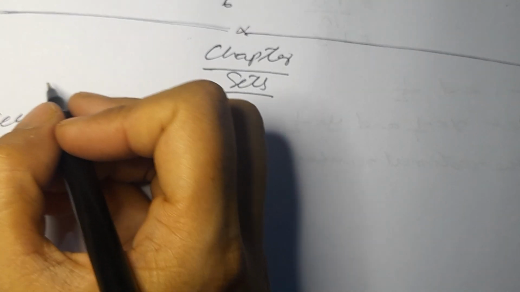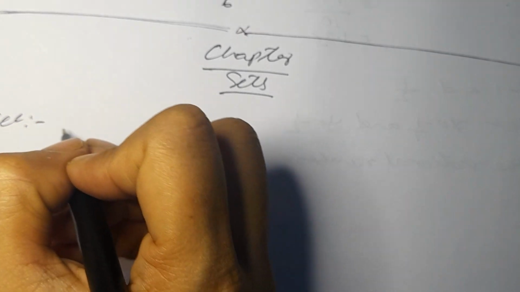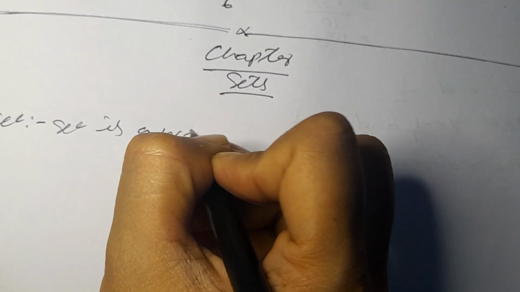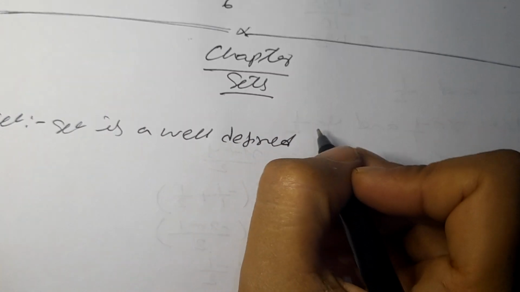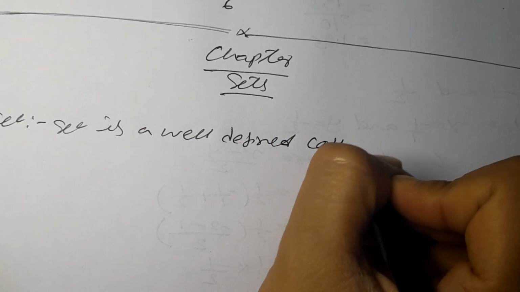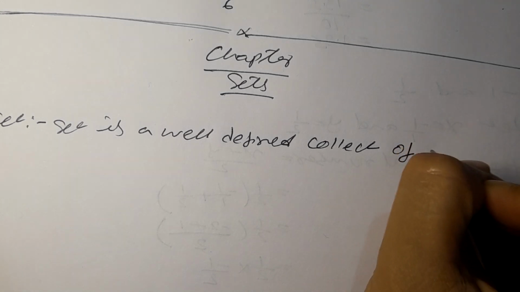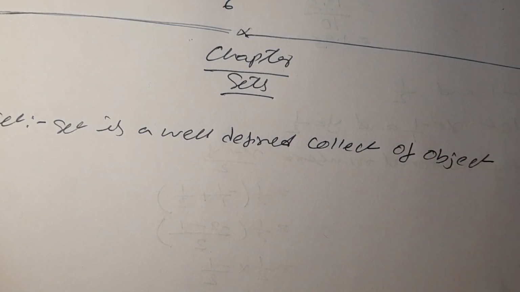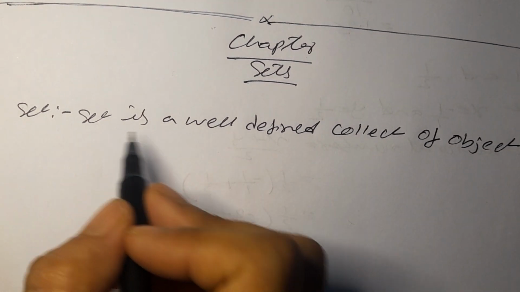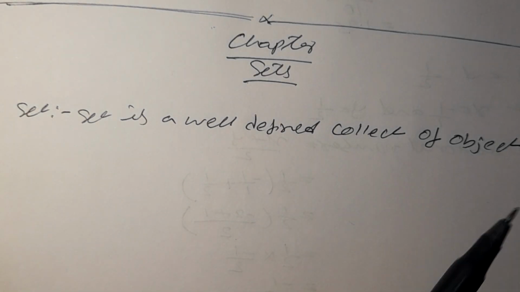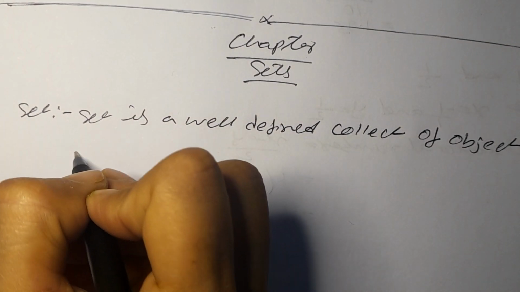Set is a well defined collection of objects. So what is a set? A set is a well defined collection of objects, and a set is always represented with a capital letter.